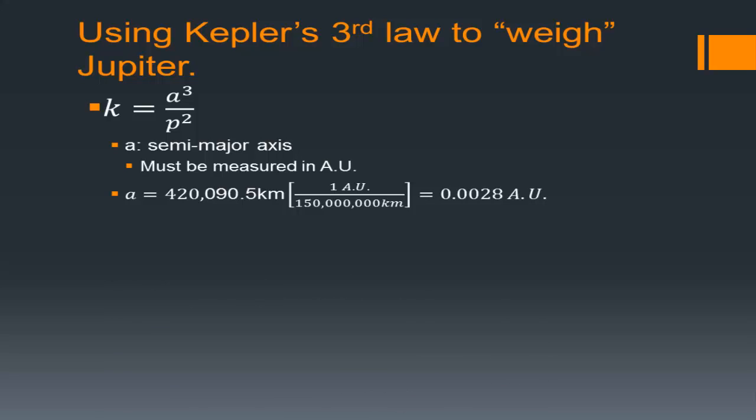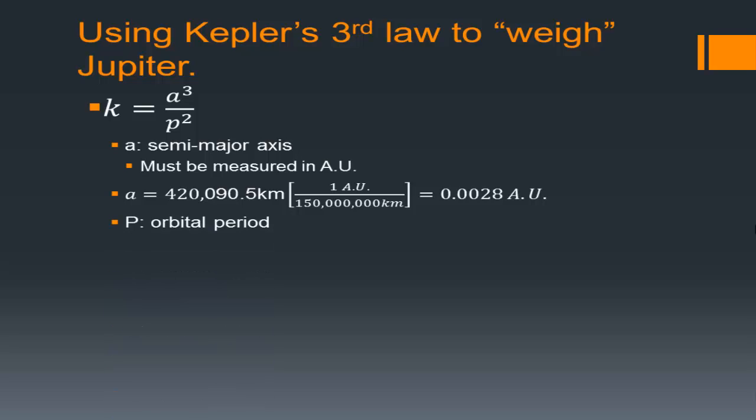So if we want to convert that, and we have to, here's how you're going to do that. You're going to take your distances in kilometers, and then you're going to multiply it by this ratio: 1 AU is equal to 150 million kilometers. So what happens here? The kilometers cancel out. You take 420,090.5 kilometers and divide it by that 150 million, and you get 0.0028 AU. So that means it's a very, very small distance in comparison to the distance between the Earth and the Sun.